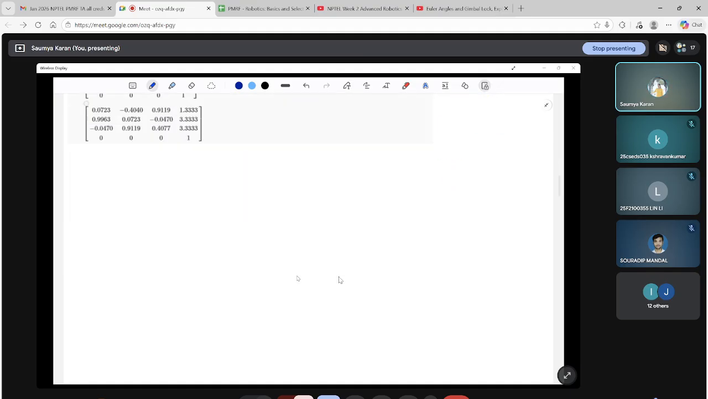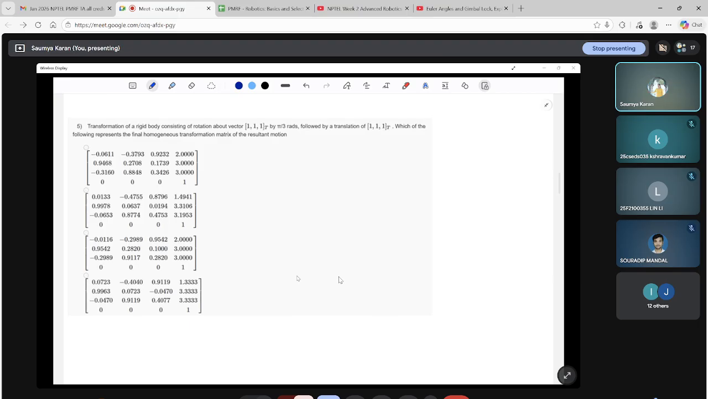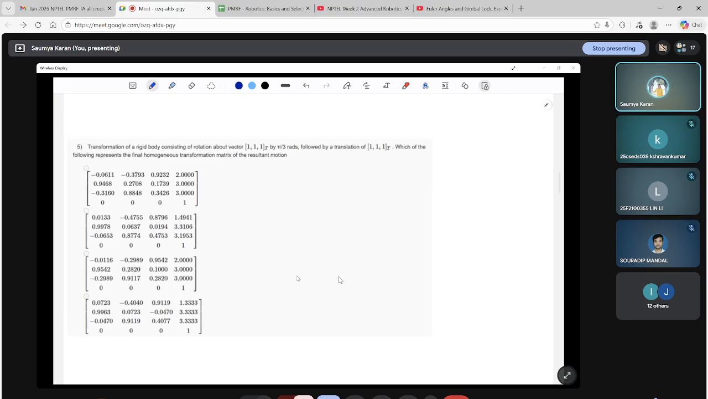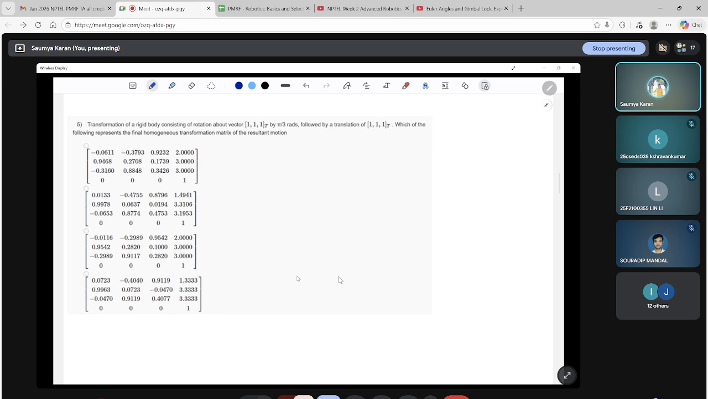Okay. So this is a question which is highly mathematical, and I'll tell you how it has to be done. It is a transformation of a rigid body consisting of rotation about this vector, which is the axis we are rotating about. We are not rotating about the formal x, y, and z axes now. Rather, we are rotating about this fixed axis followed by a translation. Which of the following represents the homogeneous matrix, right?